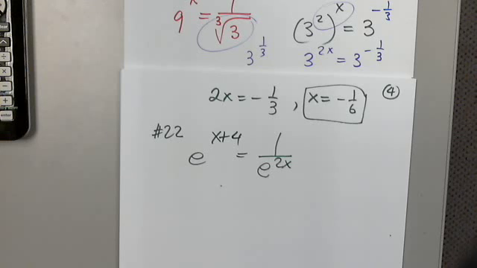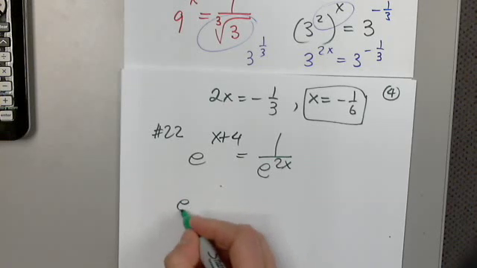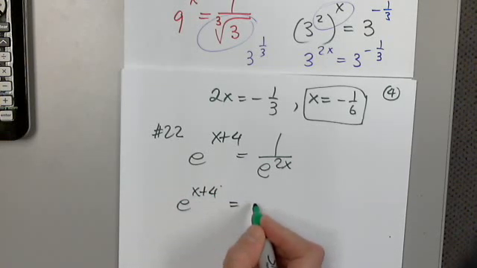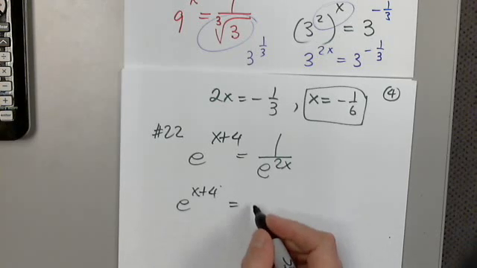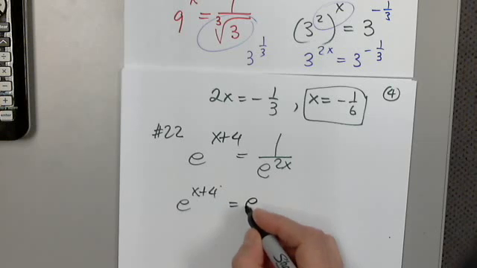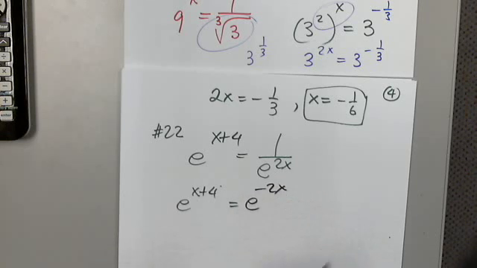There is nothing I can do. It's just e to x plus 4. But what about the right-hand side? Something that we just did. Say it again. Yes? Yes. How do I write it? Perfect. Yes. Awesome. Because e to negative 2x is 1 over e to 2x. Very good. We are back to the same situation.